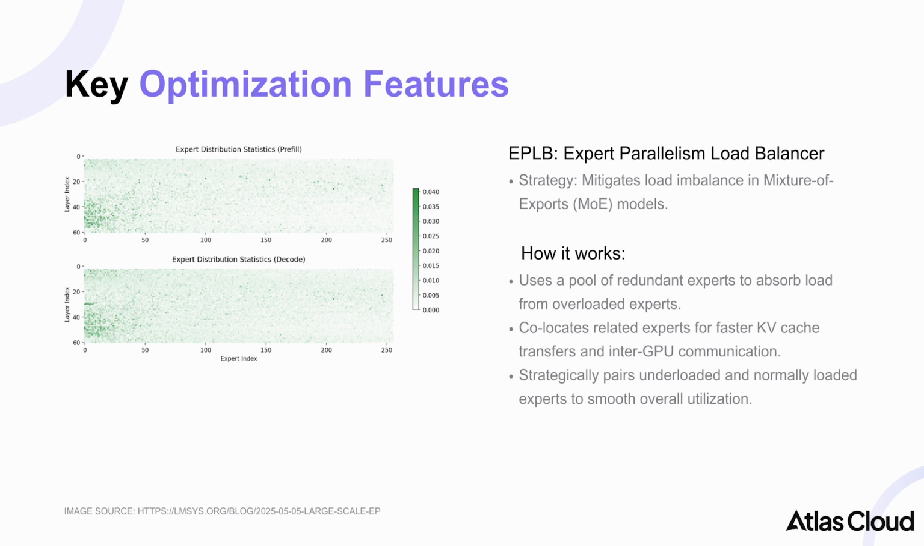By minimizing the latency of data exchange, EPLB ensures that even complex routing scenarios within mixture of experts models remain fast and scalable. In addition, the system pairs underutilized experts with those operating under normal loads. This dynamic pairing helps balance computational demand across the expert pool. By distributing workloads more evenly, the system ensures that GPU resources are used efficiently and consistently, avoiding bottlenecks while maximizing throughput.